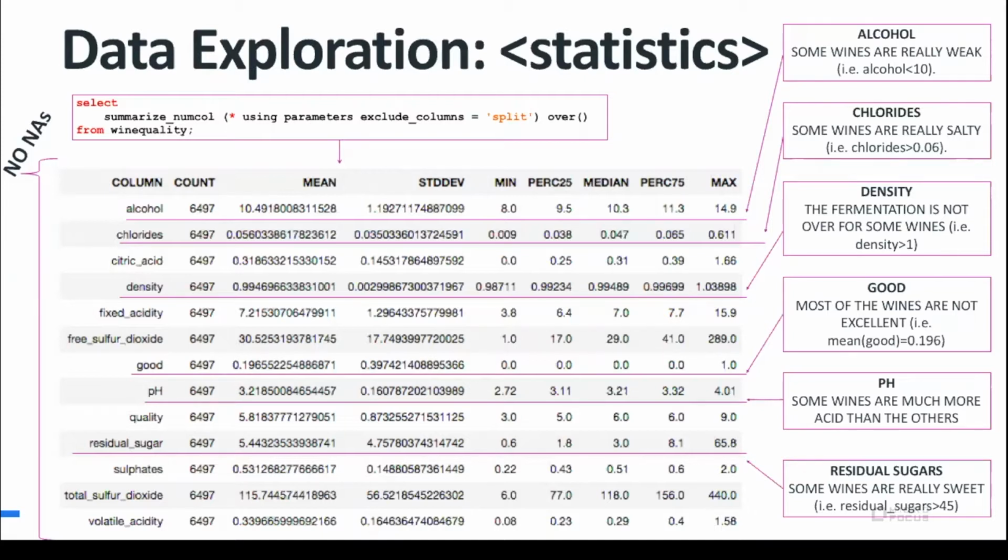You know, it's really weak for a wine, whereas some have the typical amount of alcohol in wine, which is around 12. Some wines are really salty too. We can see that the number of chlorides can reach 0.009 for some wine and can reach 0.6, which means really salty wine.